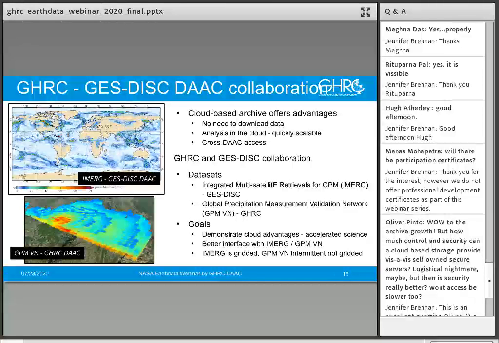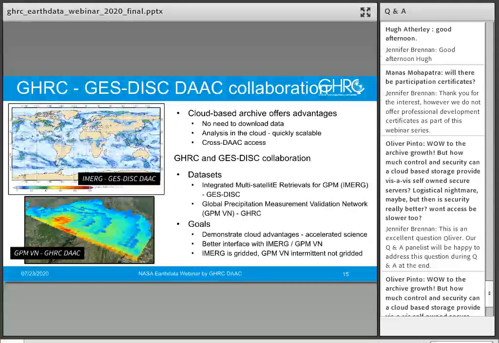What I want to highlight here is collaboration between GHRC and the Goddard DAAC. And as I mentioned in the previous slides, working with a cloud-based archive really offers an opportunity for users to access data from multiple DAACs. It's a great cross-DAAC platform. As I mentioned previously, you don't have to worry about downloading data to your local system. You can actually start doing that analysis in the cloud. It's also a nice ability to scale what you need, so you don't have to worry about, okay, I only have so much space on my hard drive. How am I going to handle all these large data sets that are coming in?